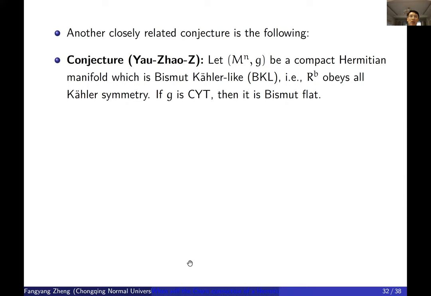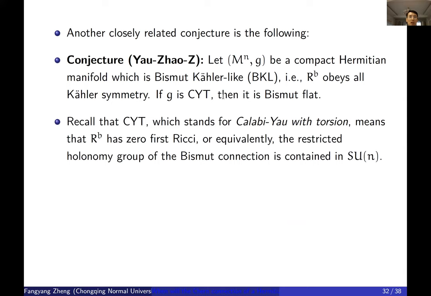So we considered another type of special Hermitian metric called BKL, which simply means the Bismut curvature obeys all the Kähler symmetry, so it behaves like a Kähler curvature, the curvature of a Kähler metric. So the conjecture says that if it is CYT, then it's Bismut flat. CYT is short for Calabi-Yau with torsion. It simply means the first Bismut Ricci vanishes.